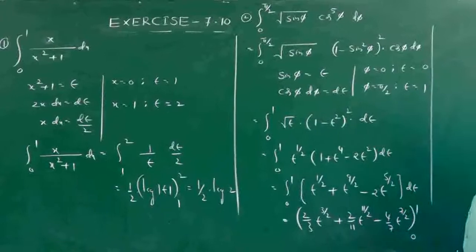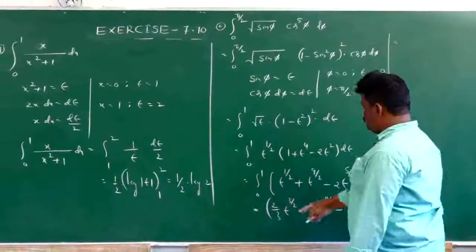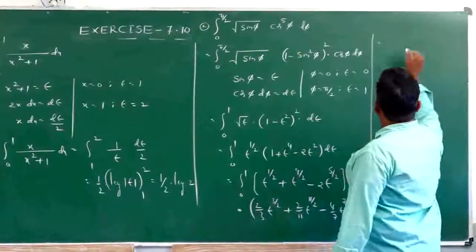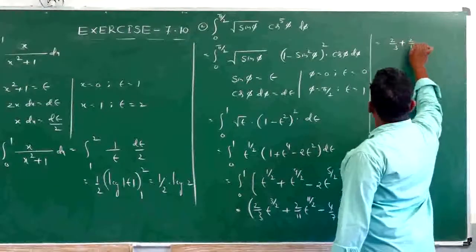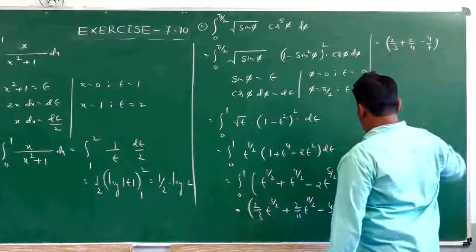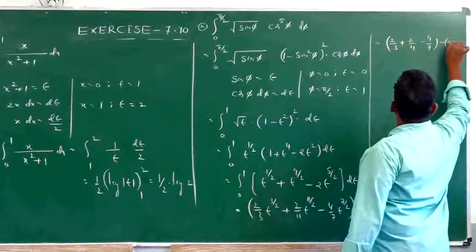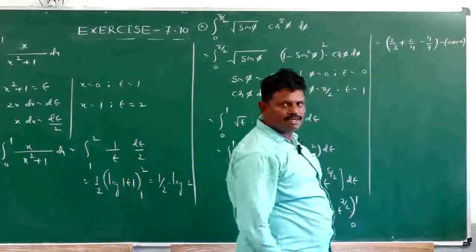So now here we substitute the values, 0 to 1 limits there. Then this value is equal to t plus 1, if you write it means 2 by 3 plus 2 by 11 minus 4 by 7. Remaining values 0, minus half 0 plus 0 minus 0. Lower limit totally becomes 0.